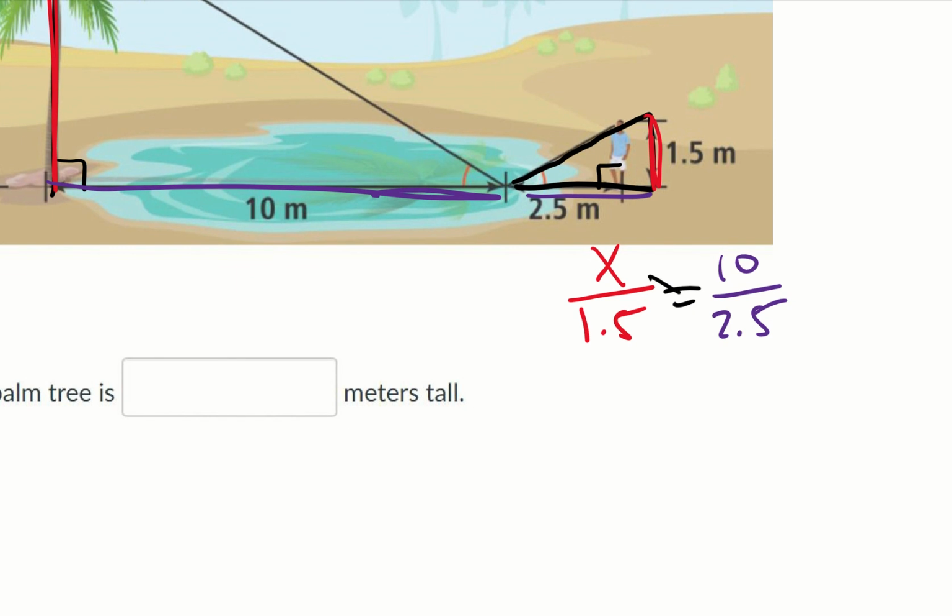And then we can use this to solve. We'll cross multiply. So we got 2.5x equals 15. We'll divide by 2.5 on both sides.